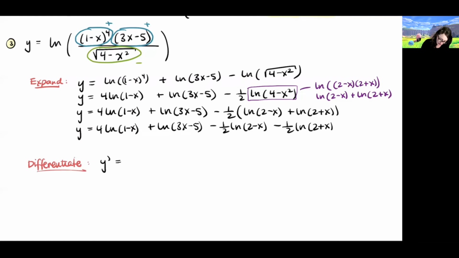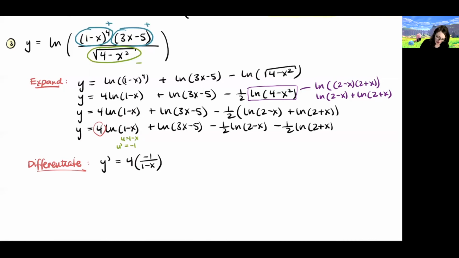So in the first natural log, 4 natural log of 1 minus x, we have a constant multiple of 4. So that's going to stay and multiply. Okay, then inside, we have a u situation. So u equals 1 minus x and u prime, be careful here, is -1. So this 4 is going to be multiplied by u prime over u, so -1 over 1 minus x.